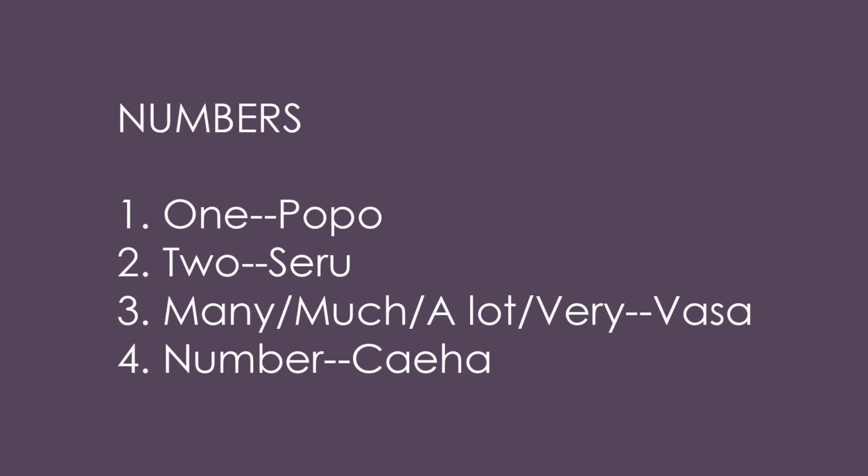Numbers, popo, 1. Seru, 2. Neni, much, a lot, very. Vasa. Number, keha. To indicate a number of something that is specific but not one or two, you typically say, keha, and then go boop, boop, boop for as many as there are. And if it's too many, then they will frequently reference other languages relevant to the area.